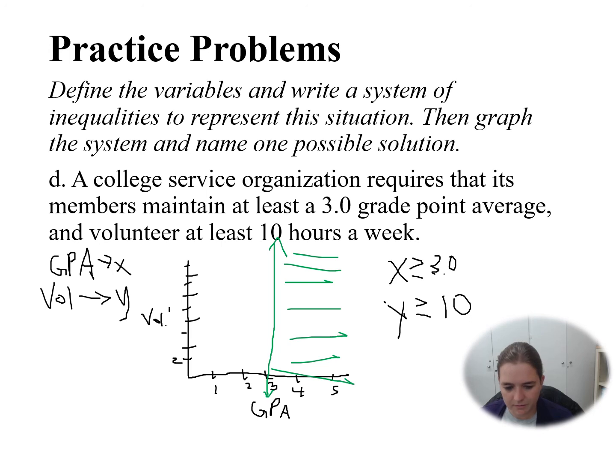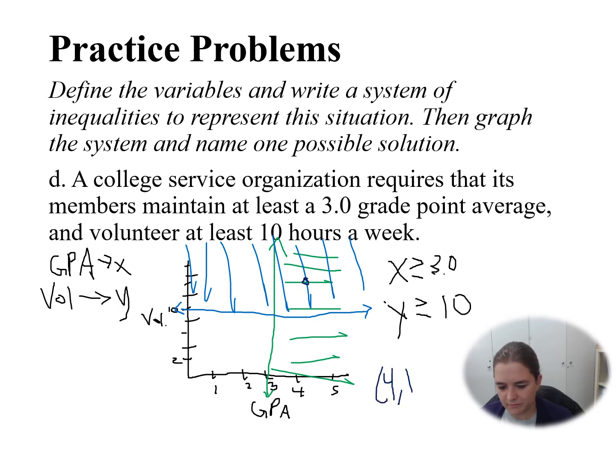There's my 10. And I'm going to draw a line across. Again, it's a solid line because I have that or equals to piece, and I know that it needs to be greater than 10 hours. So one possible solution would be, if I have a 4.0, I could volunteer 12 hours a week. So that would be a possible solution, 4 and 12. Really, it should be 4.0 because when we talk about grade point averages, we usually use the tenths or even the hundredths. GPA of 4.0, 12 hours. That would be one possible solution to this system.